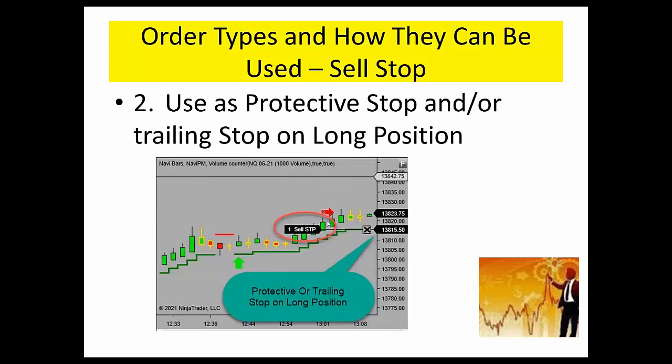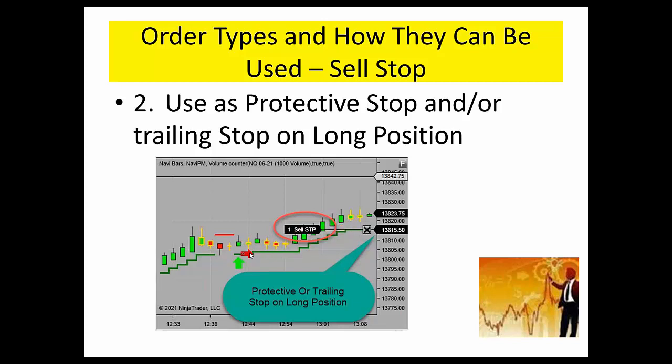Next, a sell stop order can be used as a protective stop in a long position. Let's assume right now that we are long. In this case, it would be the NASDAQ. Again, this is a chart from just a few minutes ago. If we were in a long position here, you can see right now we've got a trailing stop at 13,815.50. That can be used as your protective stop and/or as a trailing stop.